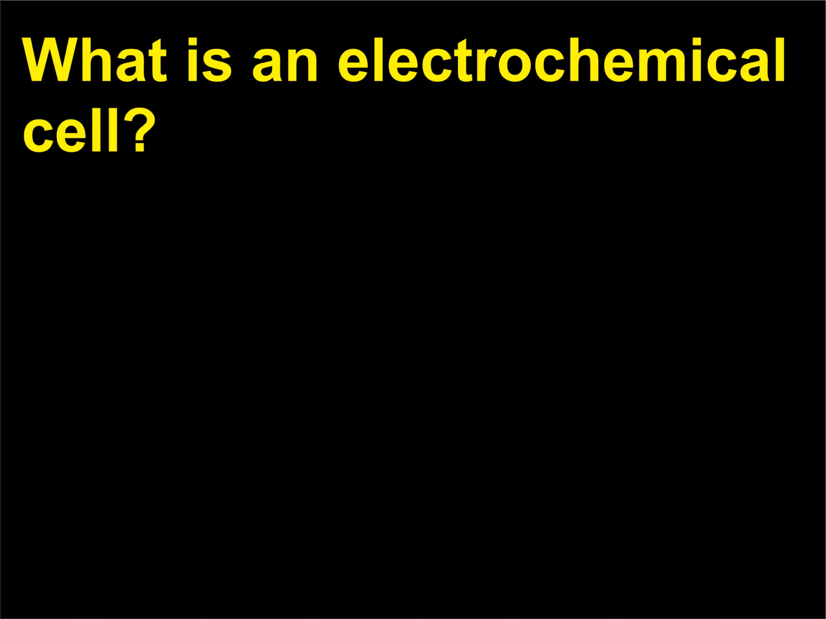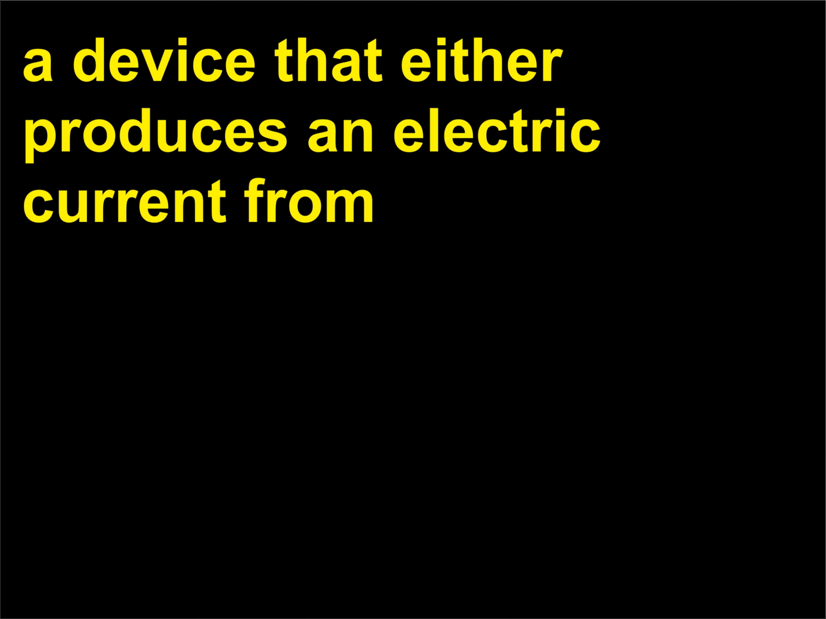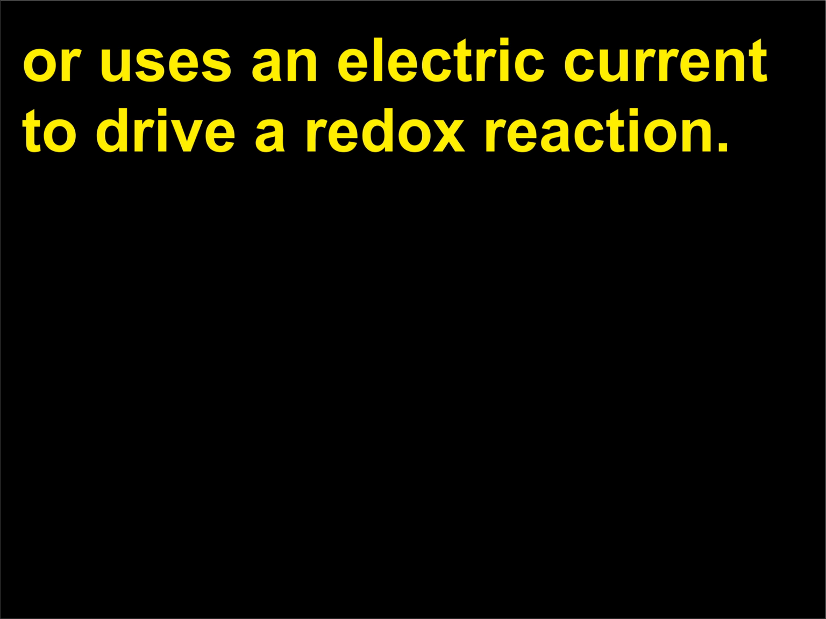What is an electrochemical cell? A device that either produces an electric current from a chemical reaction or uses an electric current to drive a redox reaction.